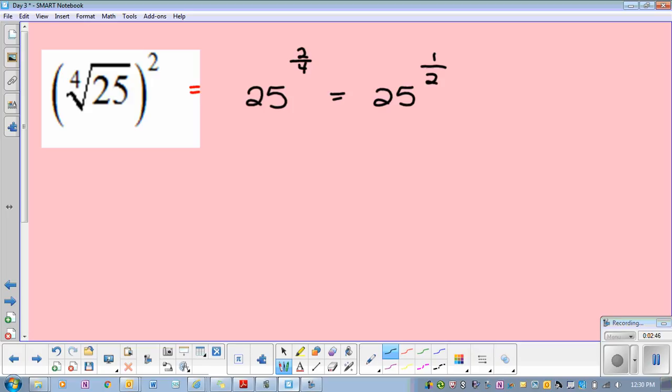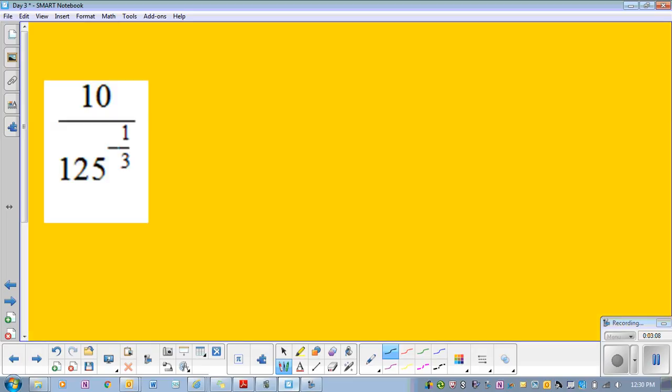Yep. All right. 25 to the 1/2 power, that's the same as saying what? Square root of 25, which is 5. Okay? Louise, you okay with that? All right. Let's look at the next example.